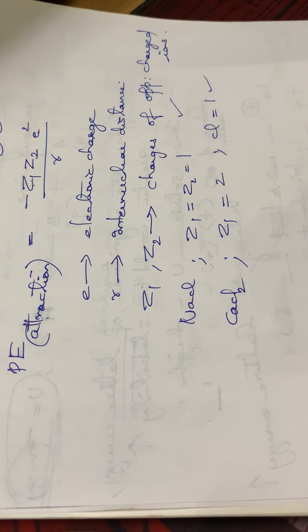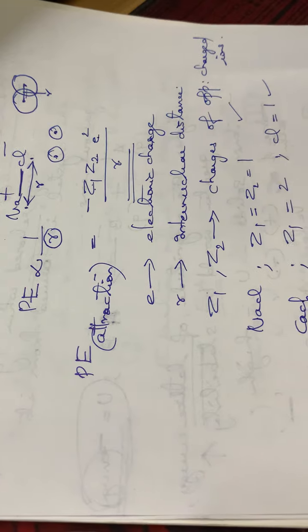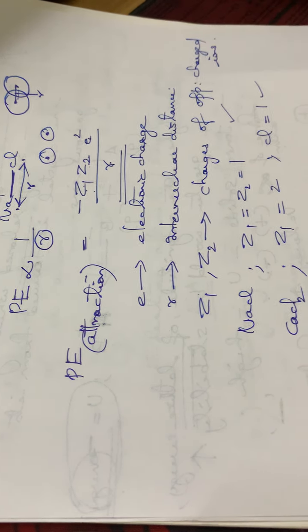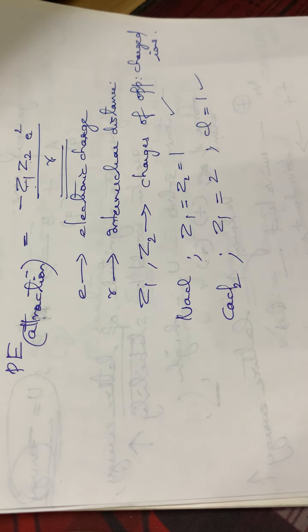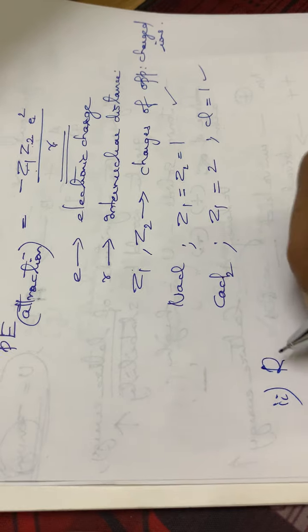And also, this is the formula for calculating the energy due to attractive force, that is minus Z1 into Z2 into E square divided by R. E is the electronic charge, R is the internuclear distance, Z1 and Z2 are the charges of the oppositely charged ions. See, then the second one, that is the repulsive interaction.